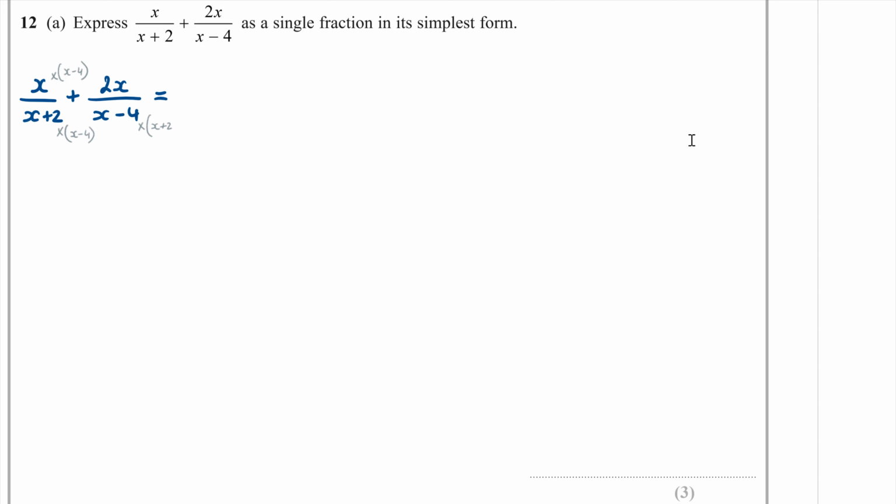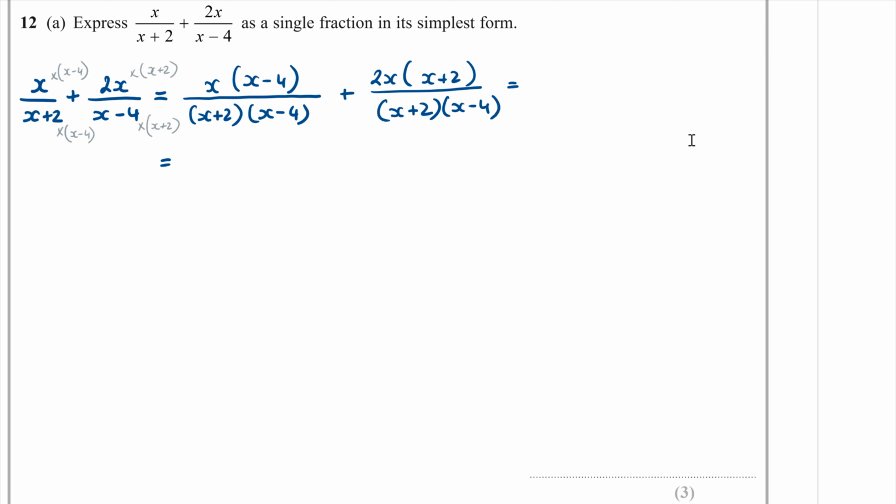Then timesing the second fraction by x plus 2. Now we can add the two fractions because they have the same denominator, x plus 2 times x minus 4.